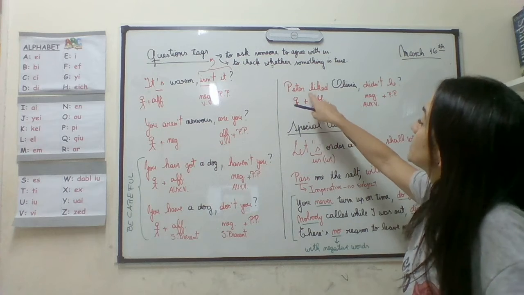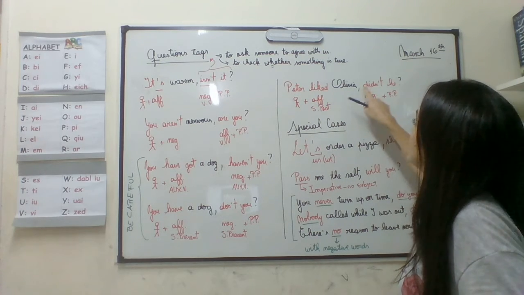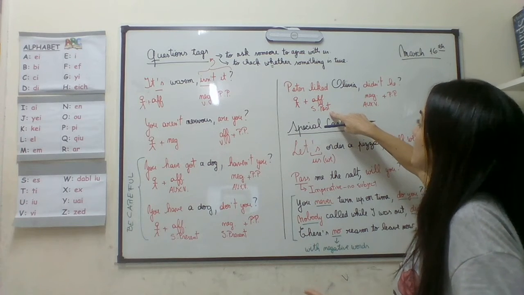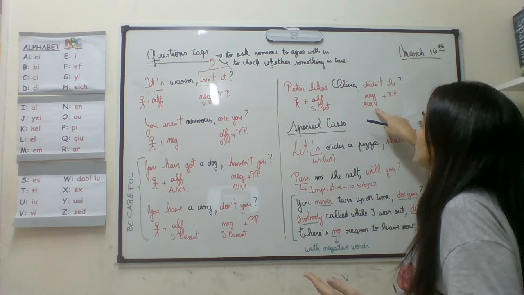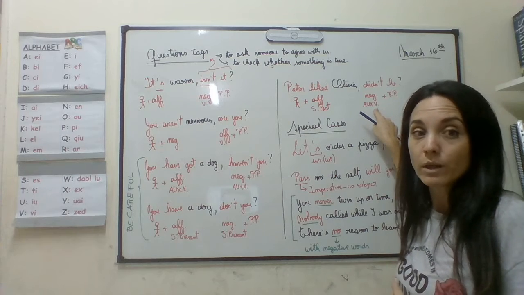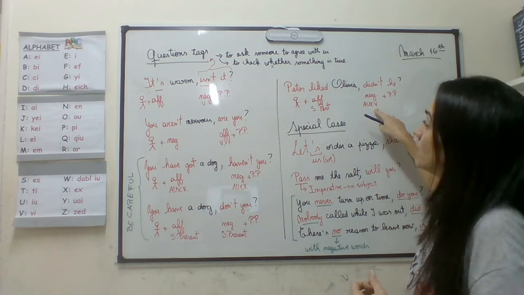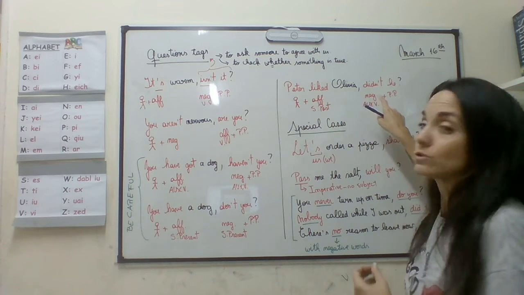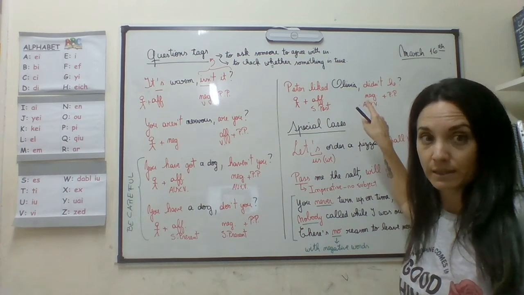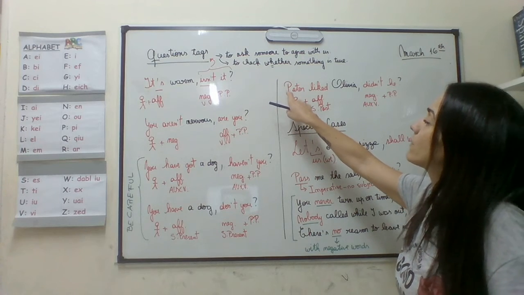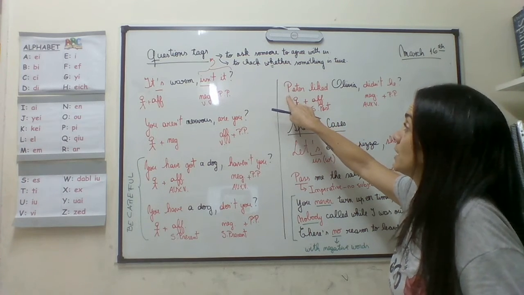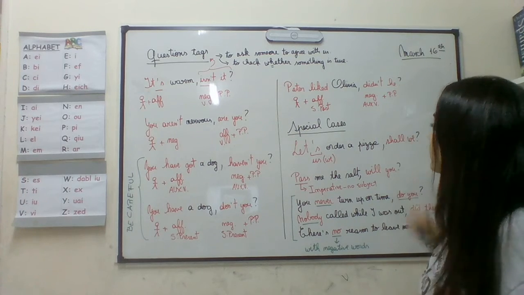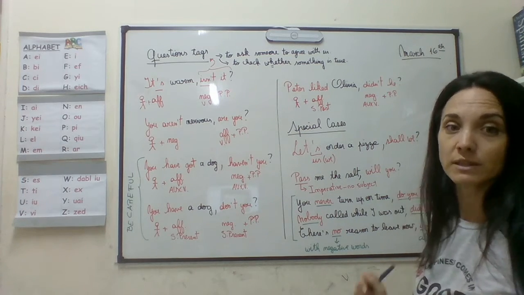Another example, Peter liked Olivia, didn't he? In this case, the main verb is in the simple past, so the auxiliary verb in the question tag will be didn't. Good? And if you say Peter didn't like, the question tag would be did he? And check that here the subject is Peter, but in the question tag we always use a personal pronoun. Good? Now there are some special cases.